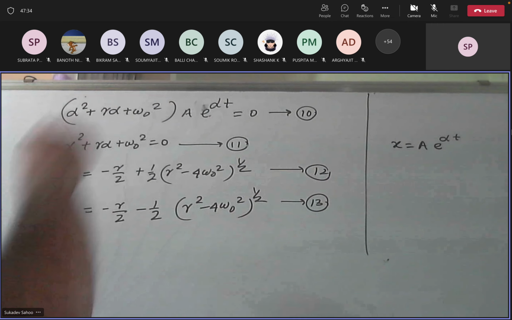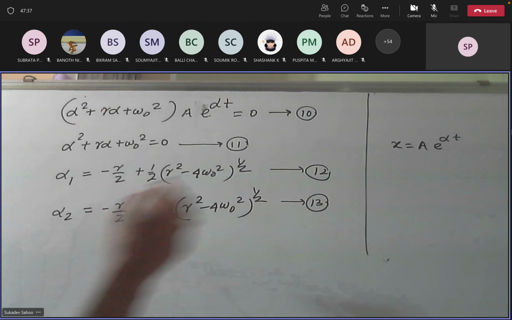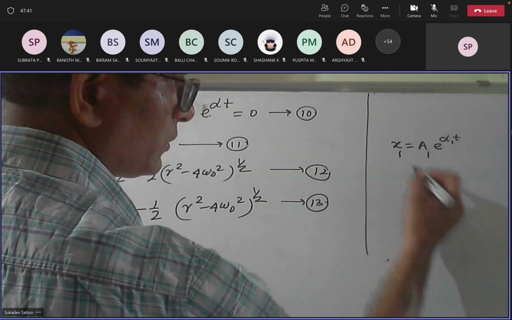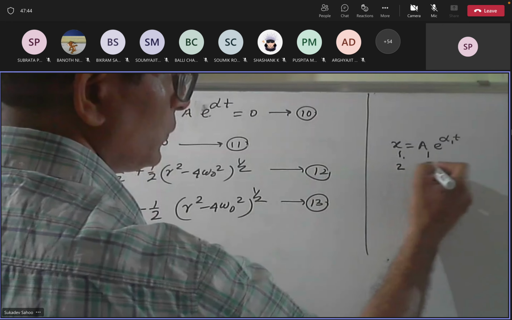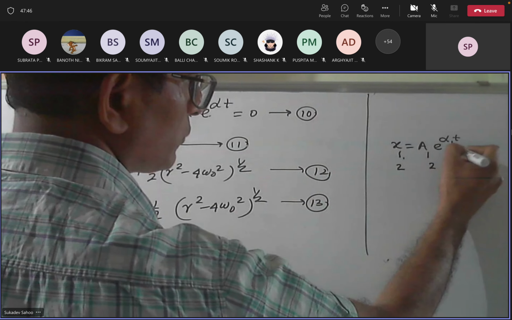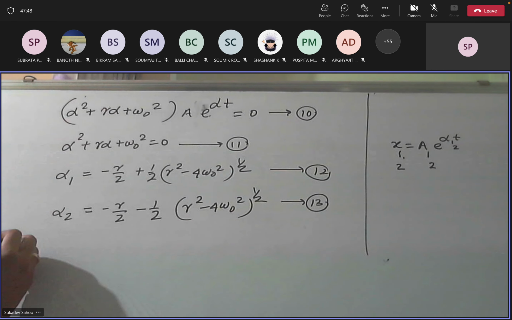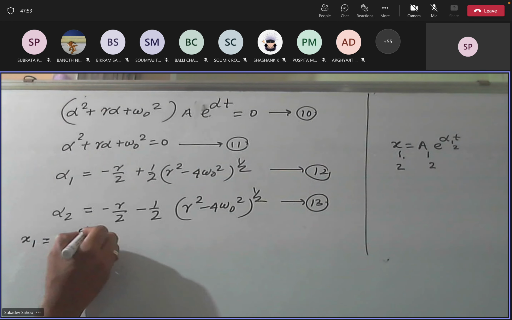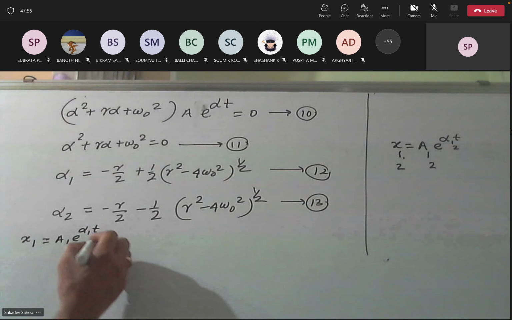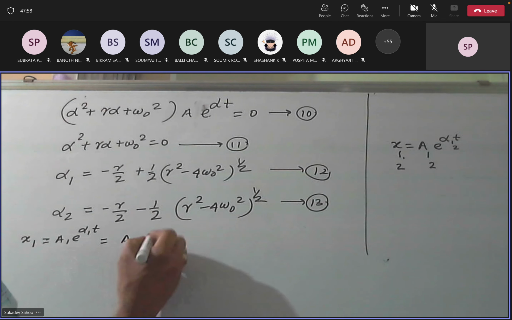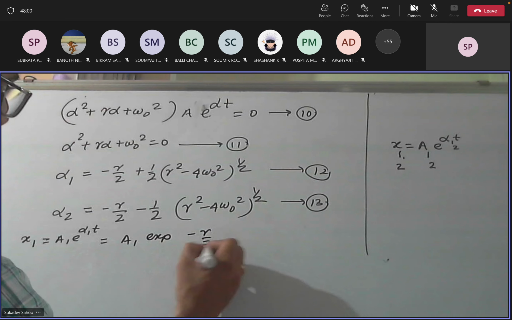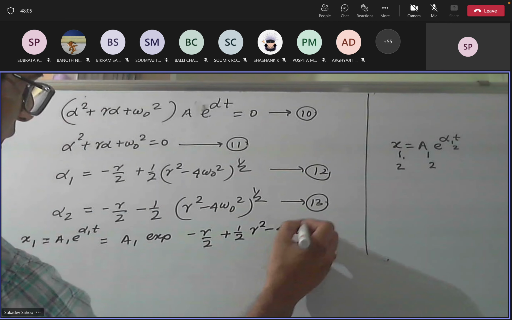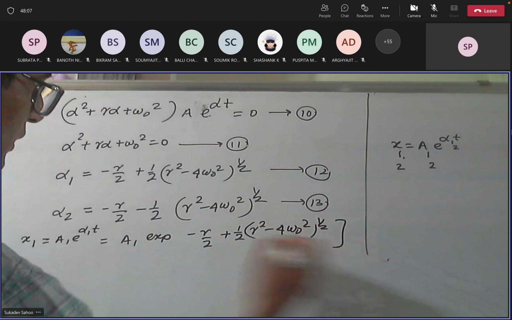So we can write two solutions. The first one we can write x1 equal to a1 e to the power alpha 1 t. Similarly, x2 equal to a2 e to the power alpha 2 t. So now we can write two solutions, x1, that is a1 e to the power alpha 1 t, which can be written as a1 exponential of minus gamma by 2 plus half gamma square minus 4 omega 0 square to the power half, into t.